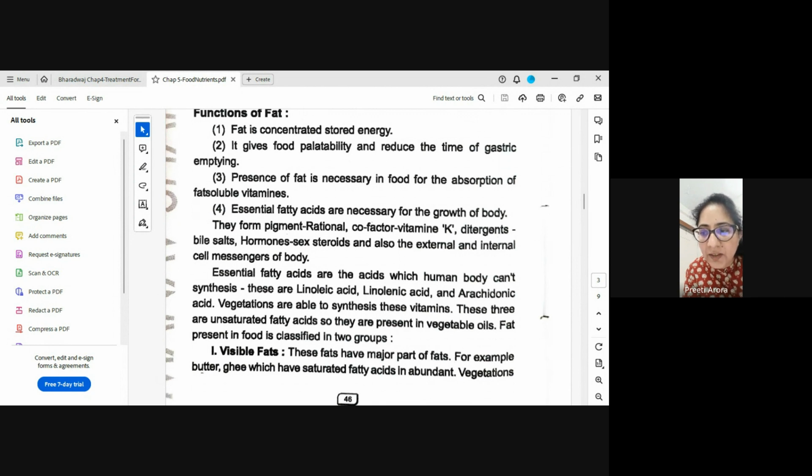So fat makes the fat-soluble vitamins soluble. And it balances them in your body, like the vitamins A, E, K. So fat is trying to make them balanced in your body.